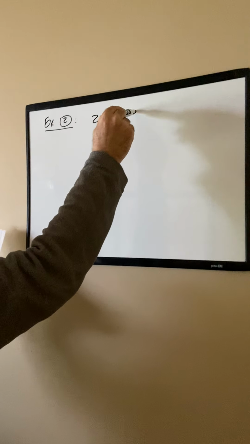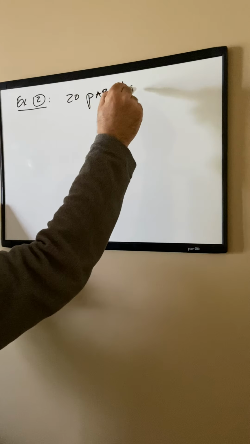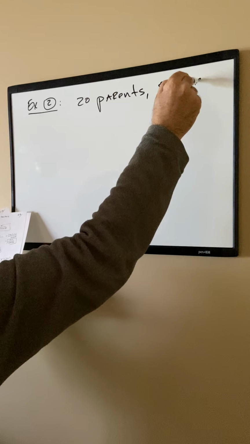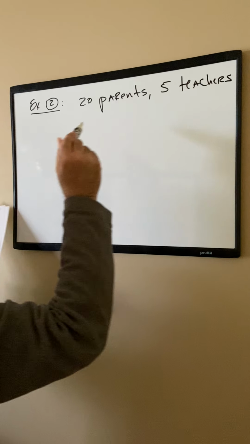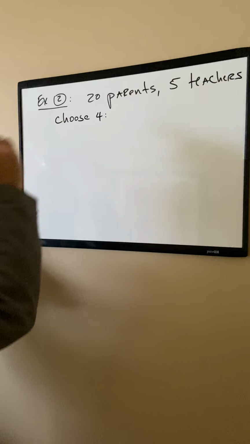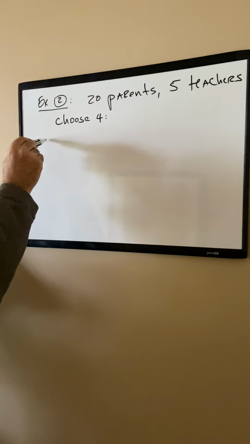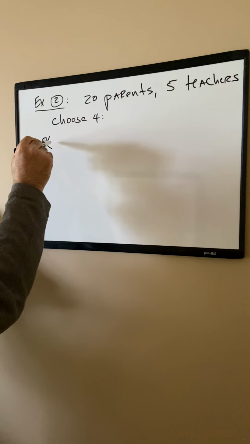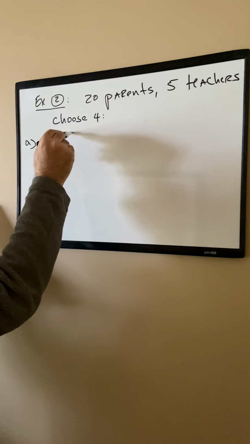Example 2, we are given 20 parents and 5 teachers. We are to choose 4. Part A, what's the probability the 4 people we're going to choose are all teachers?